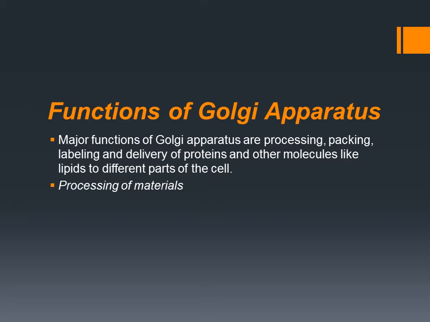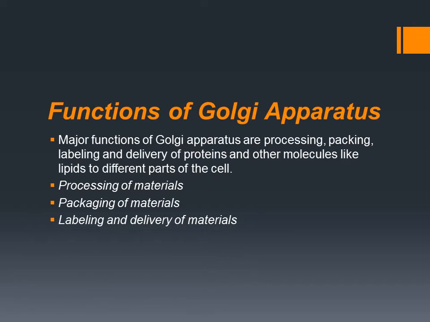Processing of material. Vesicles containing the glycoproteins and lipids are transported into the Golgi apparatus. Here the glycoproteins and lipids are modified and processed. The second function of Golgi apparatus is packaging of materials. All the processed materials are packed in the form of secretory granules, secretory vesicles, and lysosomes, which are transported either out of the cell or to another part of the cell. Because of this, Golgi apparatus is called the post office of the cell.